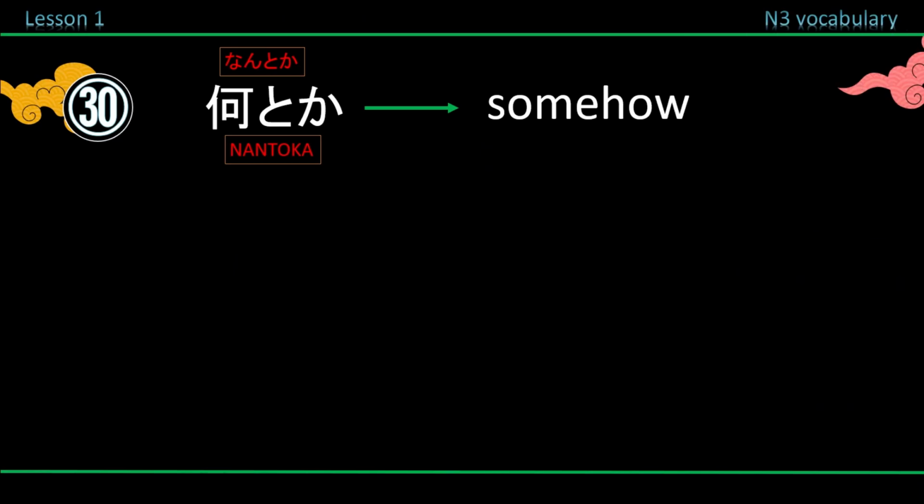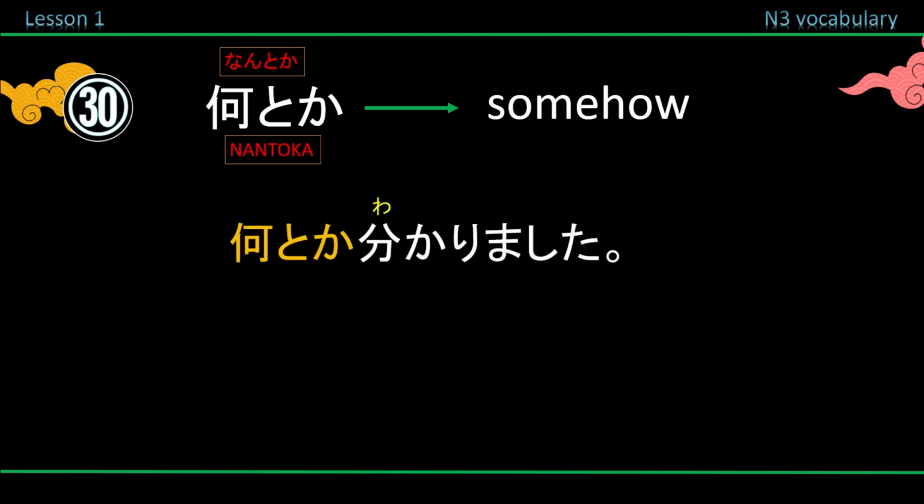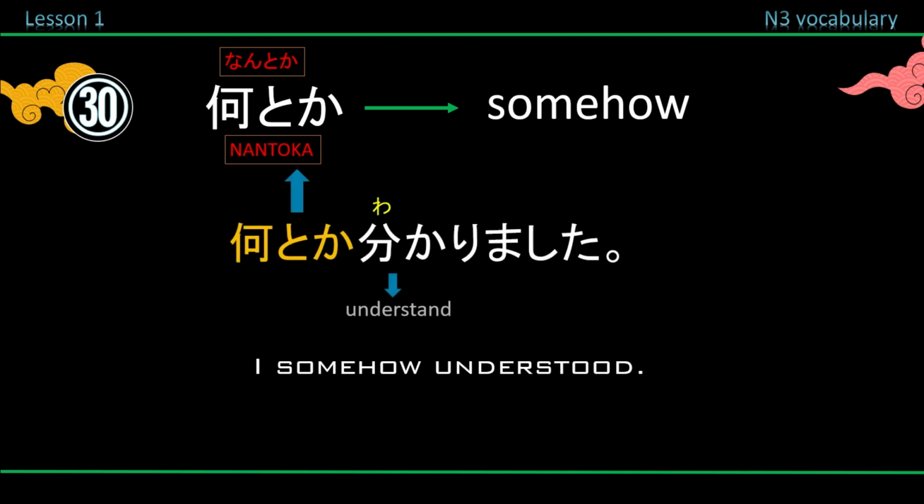And finally, our last word is nantoka. Nantoka means somehow. You can use it in a sentence like nantoka wakarimashita. This means I somehow understood.